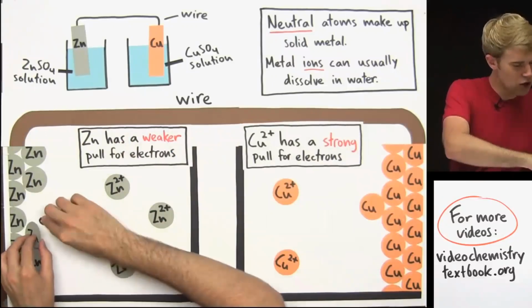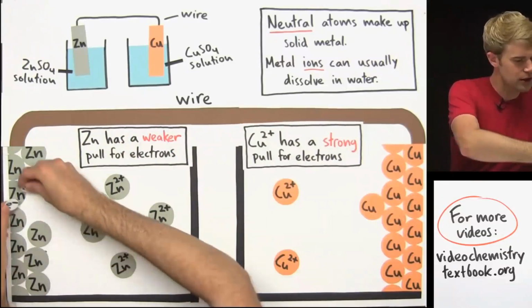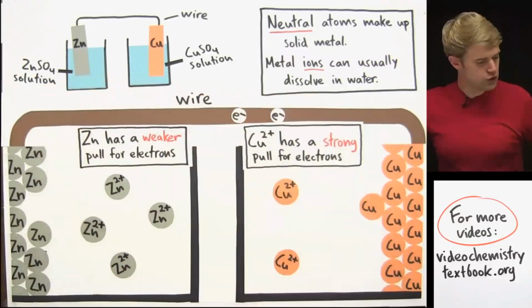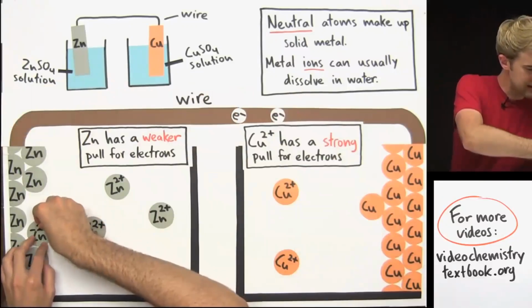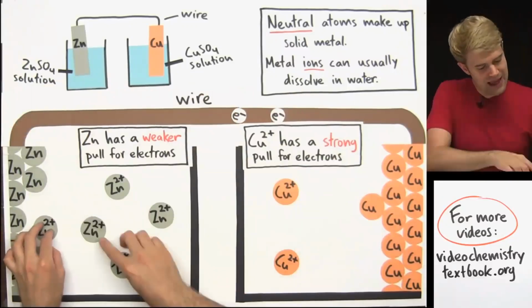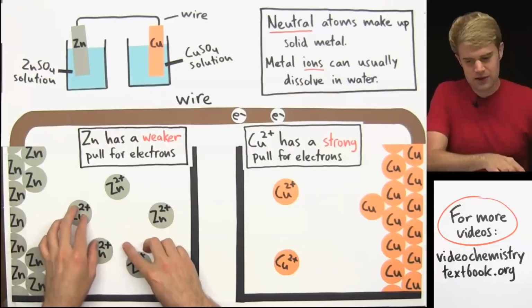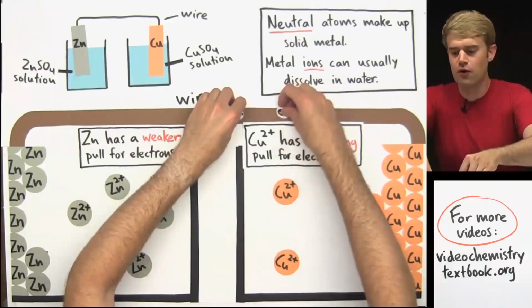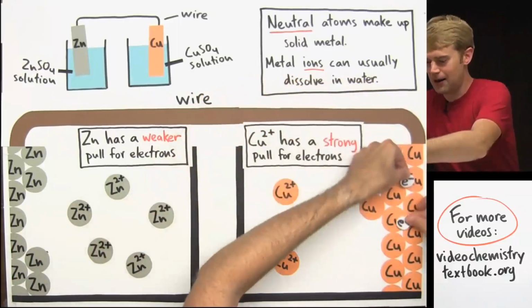So zinc loses 2 of its electrons here. Those move through the wire. Loss of those 2 electrons causes zinc to take on a 2+ charge. It is then going to dissolve in the solution. These 2 electrons are going to move over here to copper.